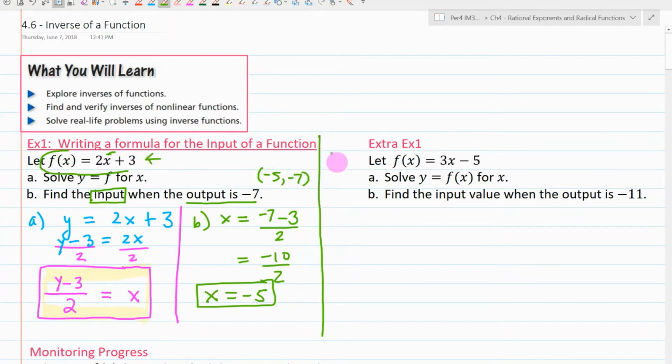Go ahead and do the next example. And then when you're finished, come check your work.